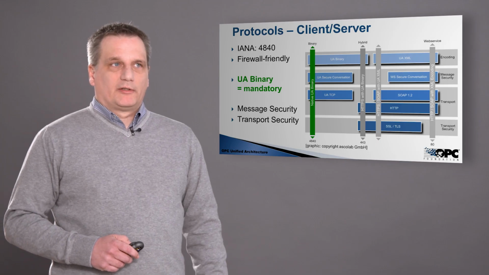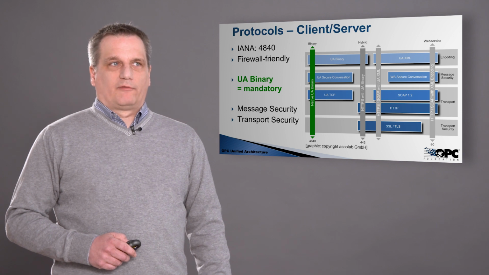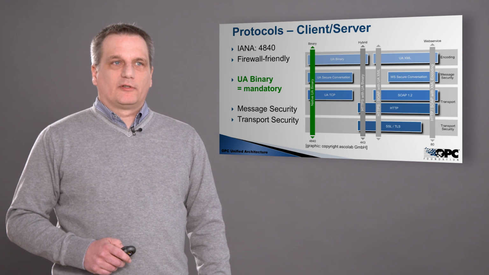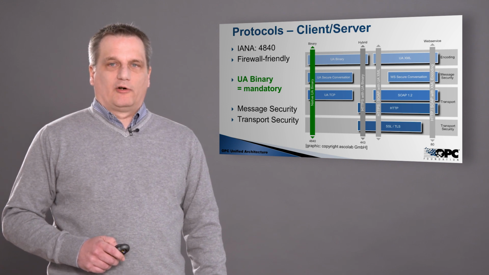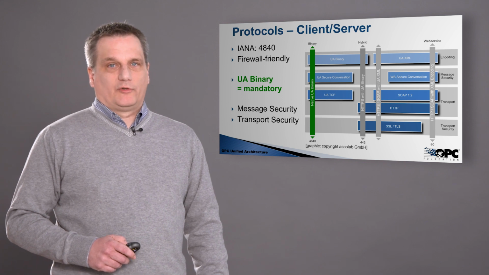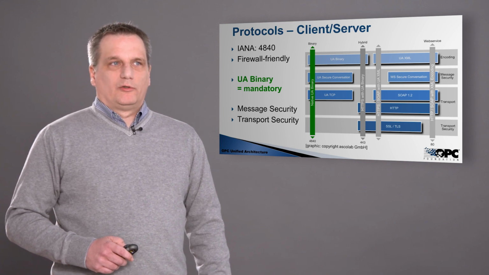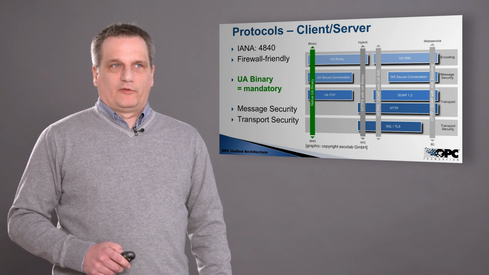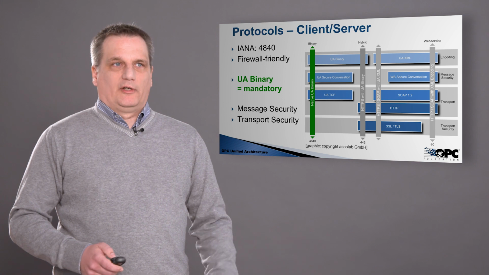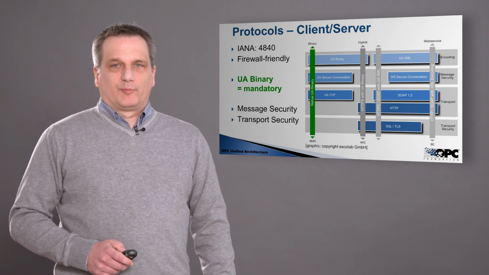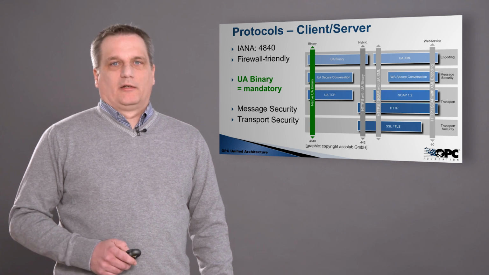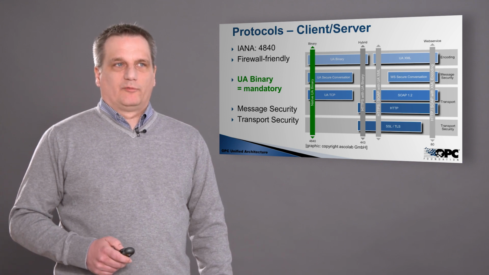In more detail, the protocols for the client server are shown on this graphic. As you can see, there's a layered architecture. On the top, we have the data encoding. Then we have a message security layer where we use UA secure conversation to secure the messages inside the content. And then we have the transport layer where we use an OPC UA TCP transport protocol, which is based on TCP.